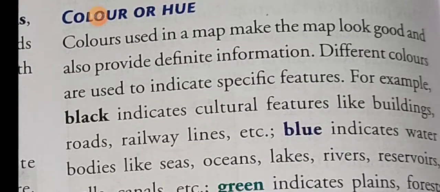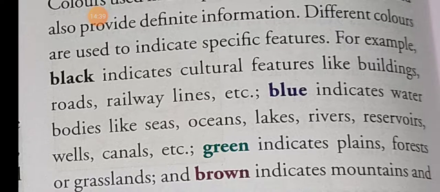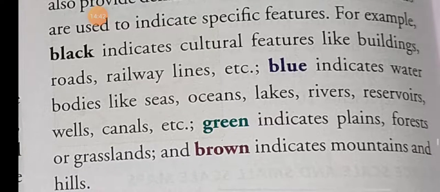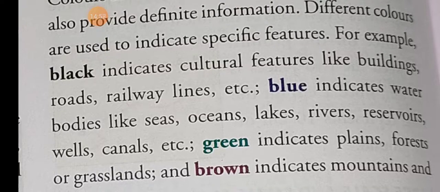Color or hue. Colors are also used in a map. Different colors are used to indicate specific features. For example, black indicates features like buildings, roads, railways, and lines, and blue indicates water bodies like seas, oceans, lakes, rivers, reservoirs, wells, canals, etc. Green indicates plains, forest and grassland, and brown indicates mountains and hills. So these colors are used, and the same colors are used all over the world.